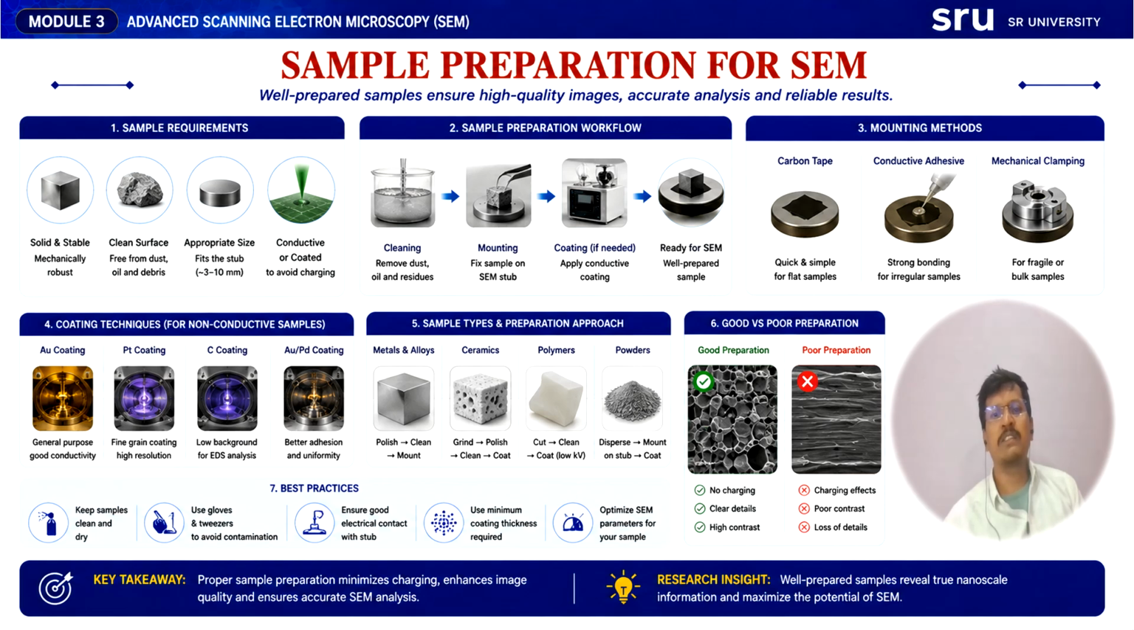To overcome this problem, samples are often coated with a thin conductive layer such as gold, platinum, palladium, or carbon. The coating thickness is usually only a few nanometers and does not significantly affect the morphology of the sample.